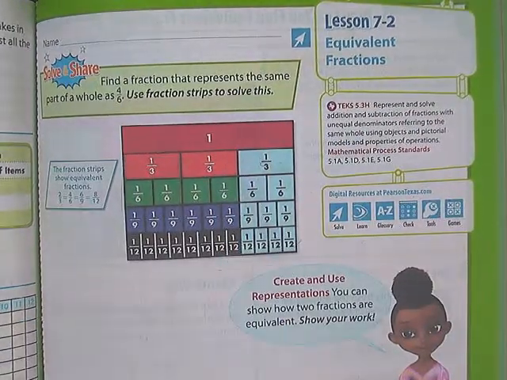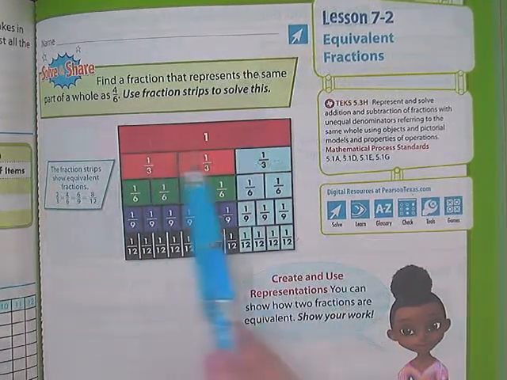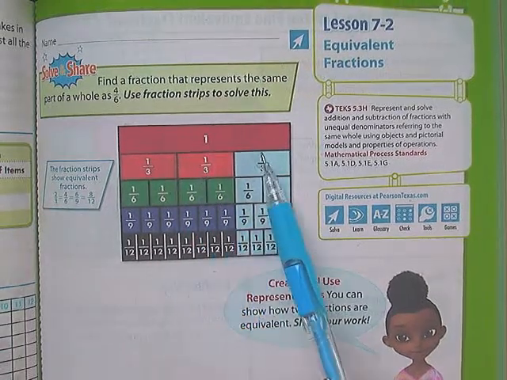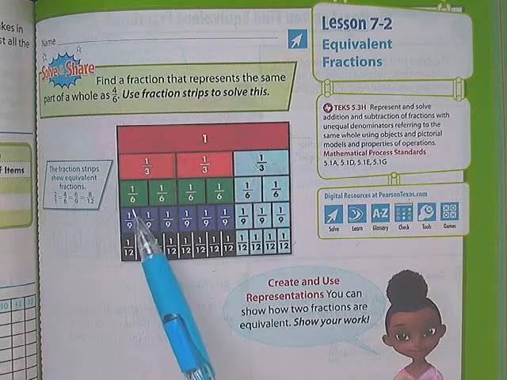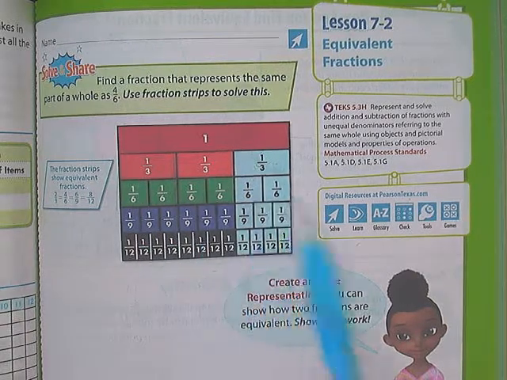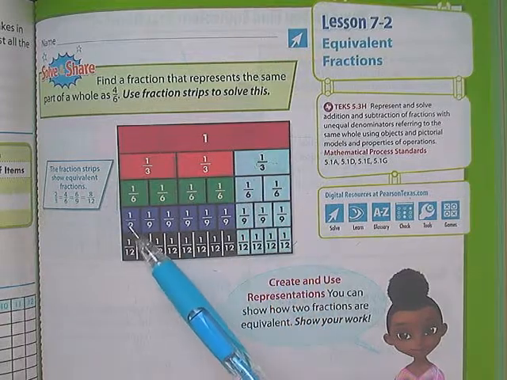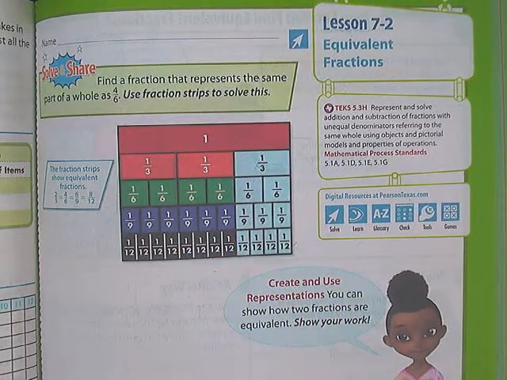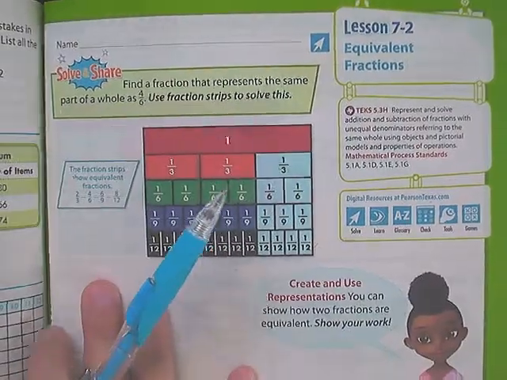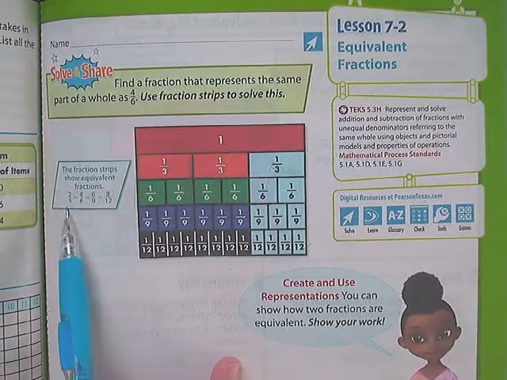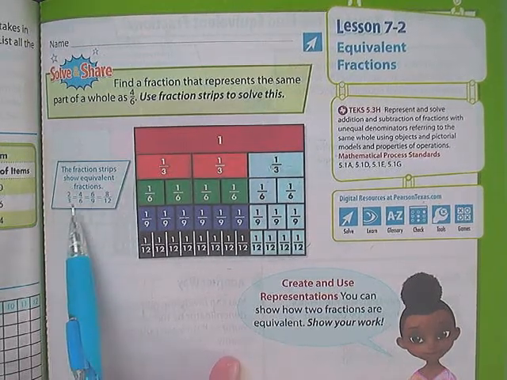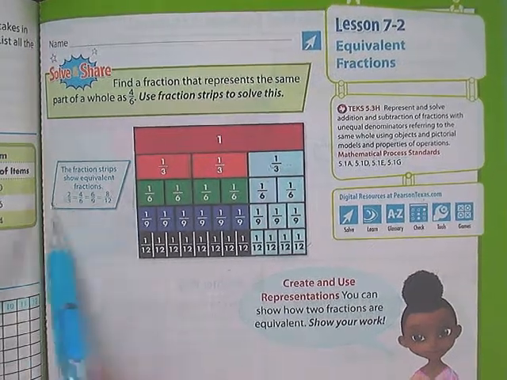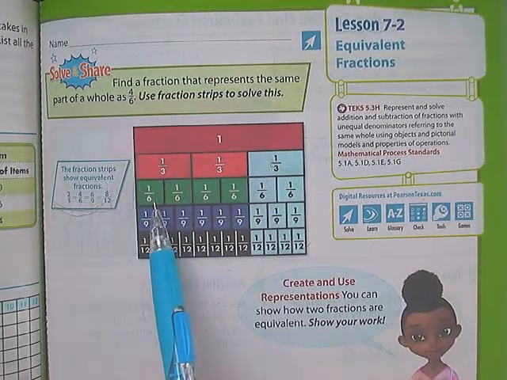So if we look at the fraction strips, we can see that this strip right here is equal to 1. We can also see that if we have 1/3 3 times, it's equal to 1. If we have 1/6, 1, 2, 3, 4, 5, 6 times, it's equal to 1. And if we have 1/9, 9 times, equal to 1. And 1/12, 12 times is equal to 1. So it says the fraction strips show equivalent fractions. So 2/3 is equal to 4/6 is equal to 6/9 is equal to 8/12. So all of these fractions are different, but they have the same value.